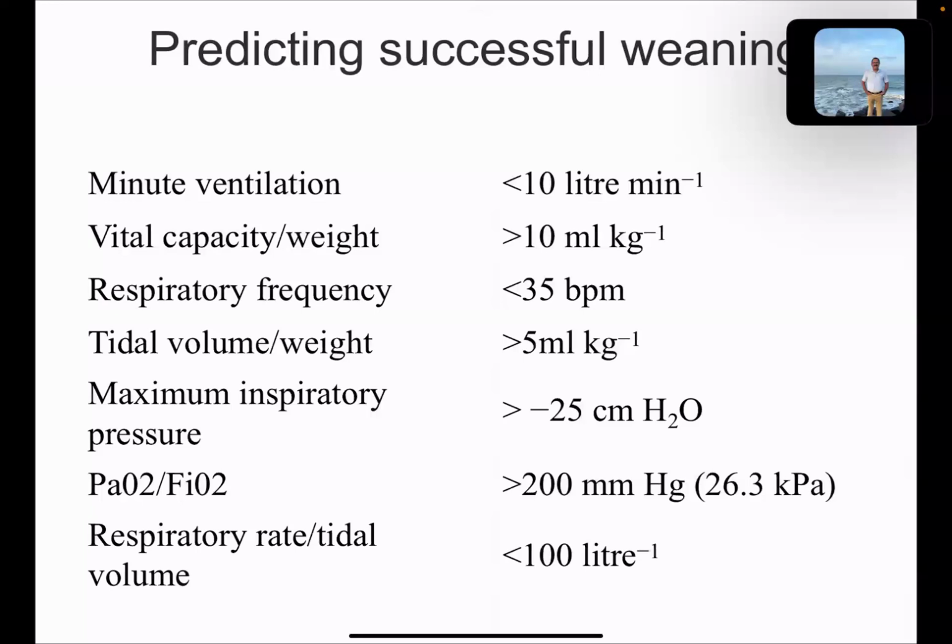Now the respiratory rate by tidal volume, the last point. Whatever the respiratory rate, say 15 or 16, and tidal volume 500 ml, you have to divide. And if the ratio is less than 100, then he is successful and can be extubated.